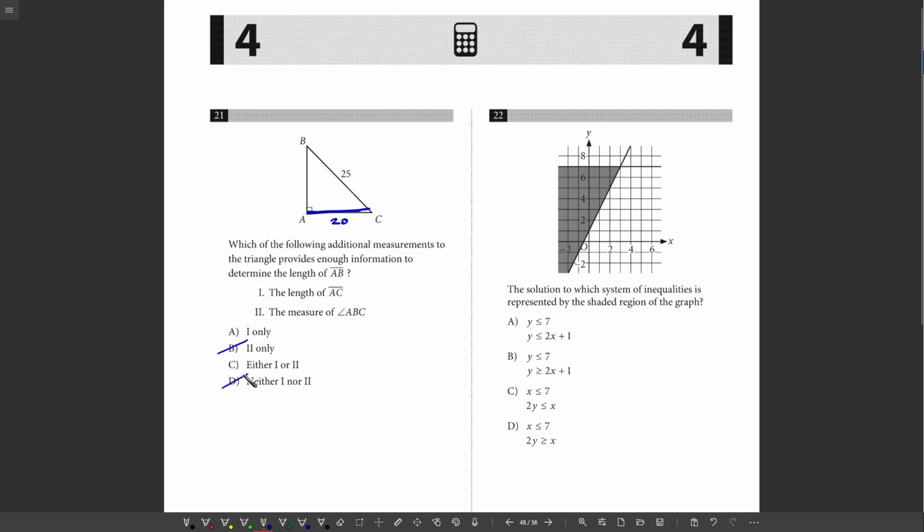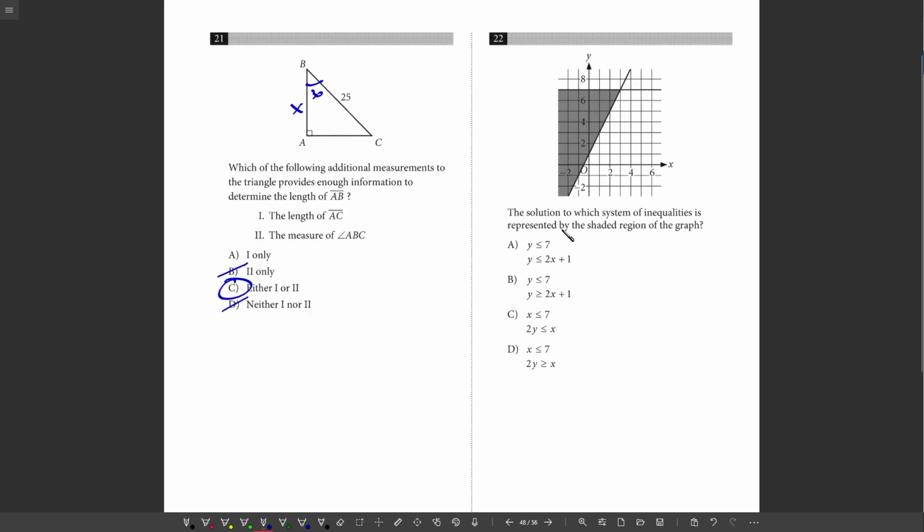Let's get rid of B and let's get rid of D because I need my choice to have 1. Now how about the measure of the angle ABC? Would that help? Say I was told that that's 30. Yes, because now I have an angle and a side, and if I want this side, I can use SOHCAHTOA. I can use trigonometry, or, for example, if it's a 30, 60, 90 triangle, I could use that. But no matter what the angle is, I can use at the very least trigonometry to find any missing side, and so therefore either 1 or 2 would be sufficient.